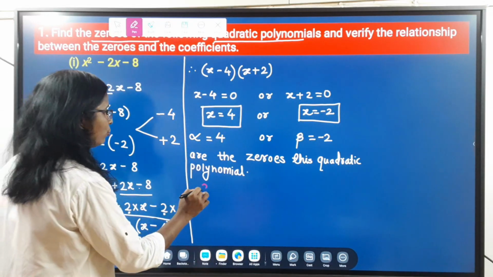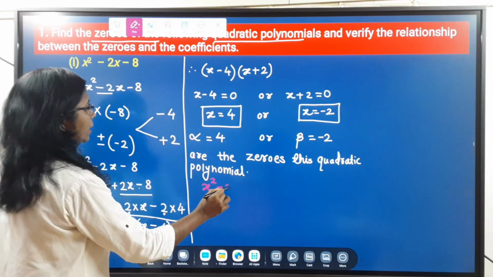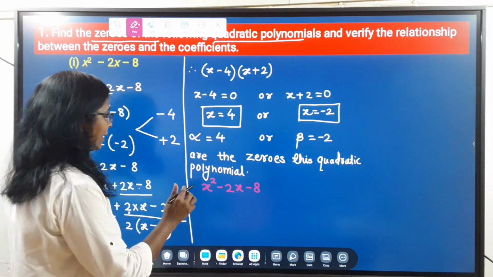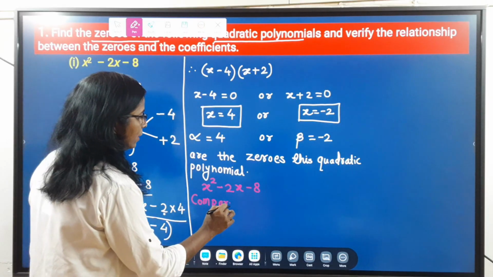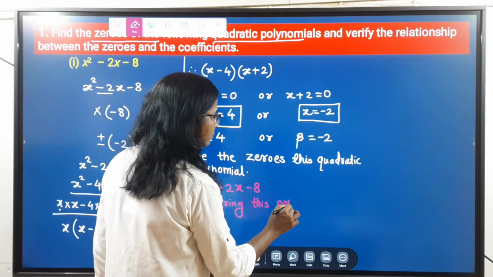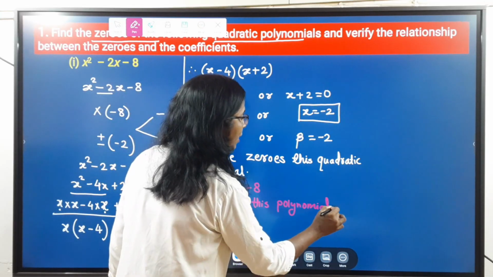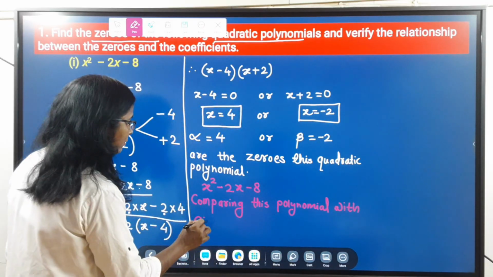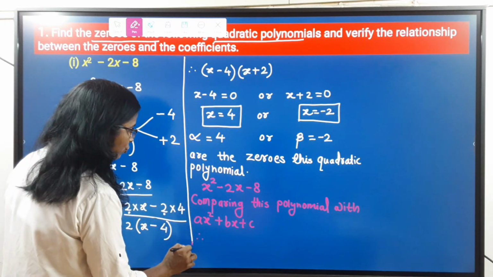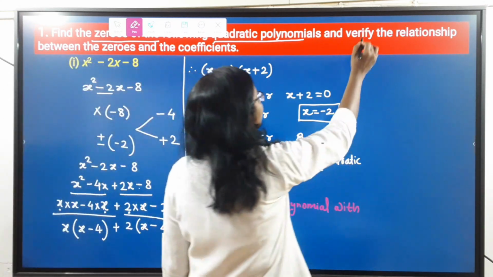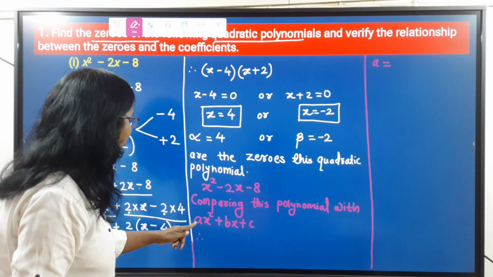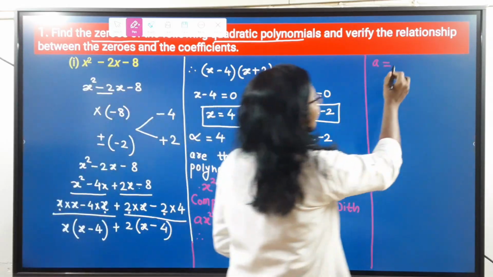The next part is to write down the quadratic polynomial as it is. So I write down x square minus 2x minus 8, and I say that comparing this polynomial with ax square plus bx plus c, we get a is equal to 1, because at the place of a here is 1. So I write down a is equal to 1.